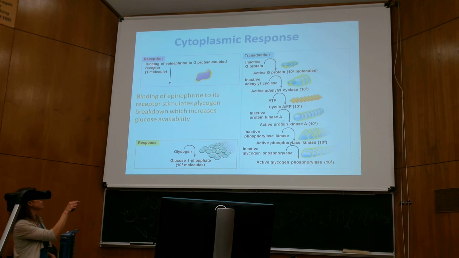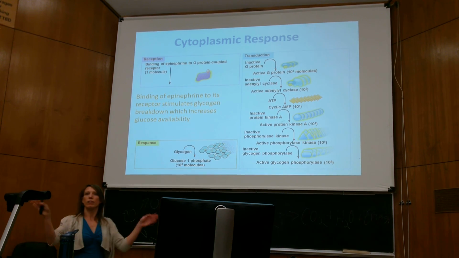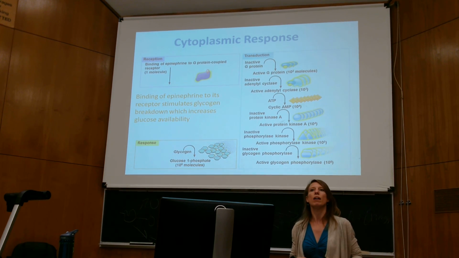So this is actually an example of amplification. I don't expect you to know all this, but the signal will be received, and it goes through. It actually has a second messenger that activates kinases, but again, they activate several others. It amplifies the response, and you end up getting a lot of glucose release.